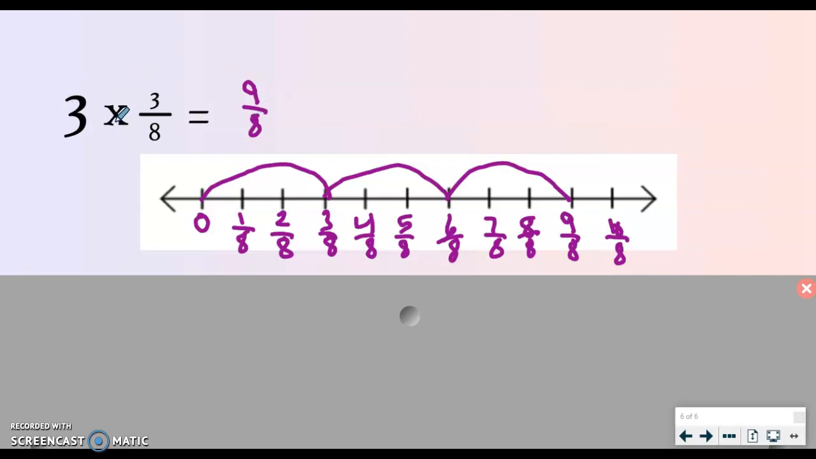Okay, or if you just multiplied straight across, okay, 3 times 3 is 9, and 1 times 8 is 8. So 9/8, any way you cut it. If you want to challenge yourself, convert it into a mixed number. 9 divided by 8, okay, goes in 1 time with a remainder of 1. So 1 and 1/8 would be the mixed number form of this fraction.